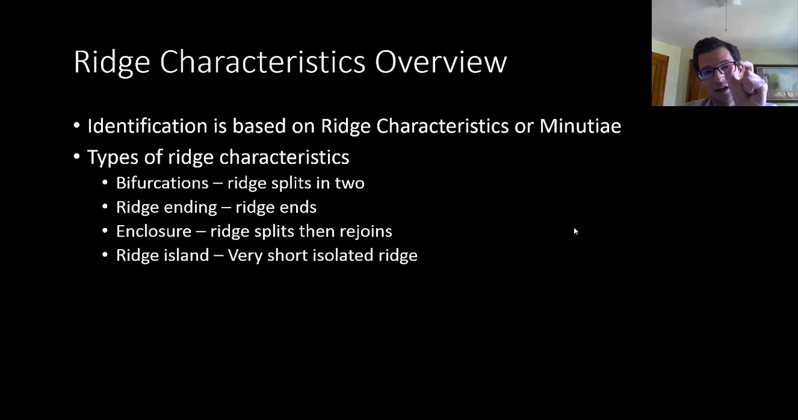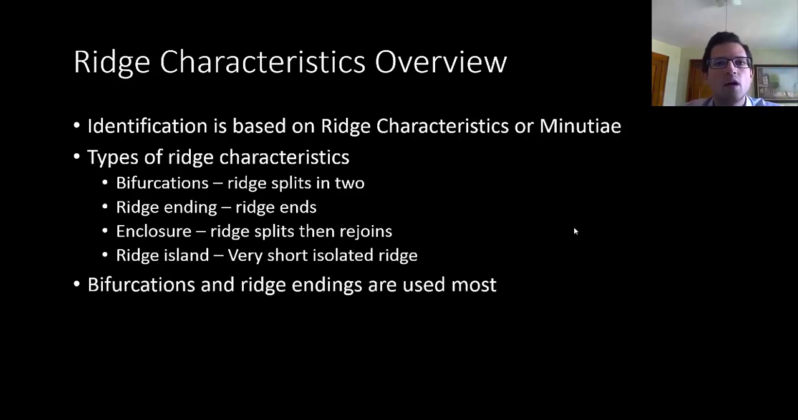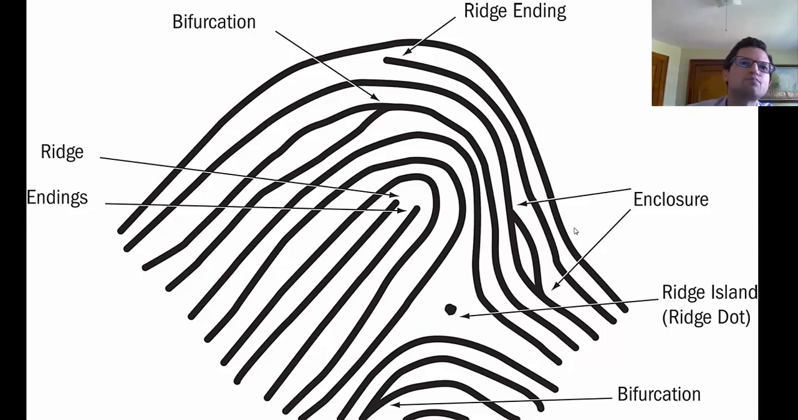Sometimes they look like dots, sometimes we just call them short ridges because they appear and then they stop right away. Most AFIS systems focus on bifurcations and ridge endings, I think just because they're the easiest to discern. So let's take a look. So here you can see in this image a number of ridge endings, bifurcations, and enclosures.